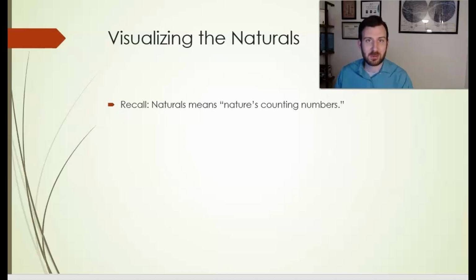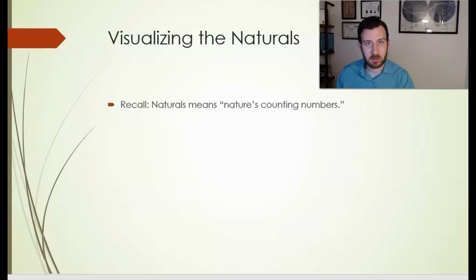If you want to run an experiment as to why they're called nature's counting numbers, and if you have a pet, then I recommend you try this. Go and get 3 treats out of your pet's treat jar and only give them 2, and see if they know that there's still 1 left over.